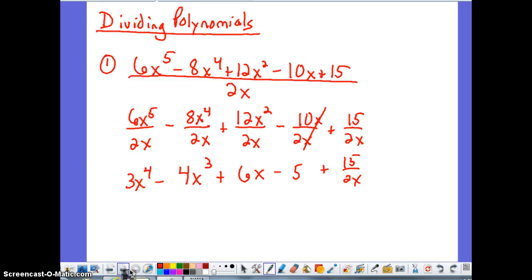Last is dividing. All right, this is a big problem. When you have all those terms on top divided by the 2x on the bottom, you're going to just individualize each one of these, and then you're going to reduce them individually. You can see that it's done right here.